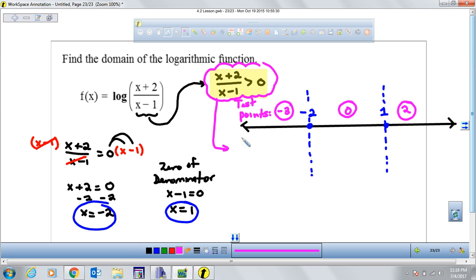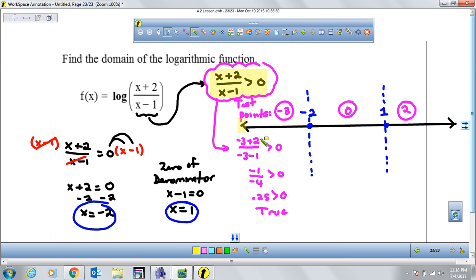So x, which is -3, plus 2, over x, which is -3, minus 1, must be greater than 0. So -3 plus 2 is -1, over -3 minus 1 is -4, is greater than 0. -1 divided by -4 is 0.25. Is that greater than 0? That is going to be true. What does it mean? That anything from -infinity to -2 is going to be a solution for the domain because it's going to make it true.